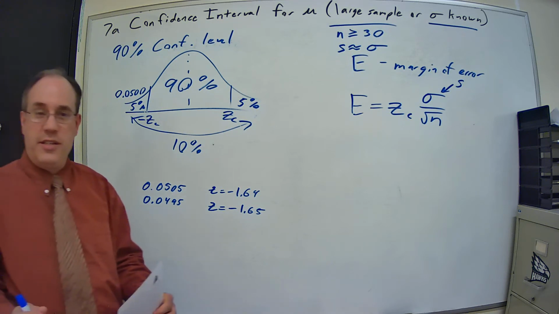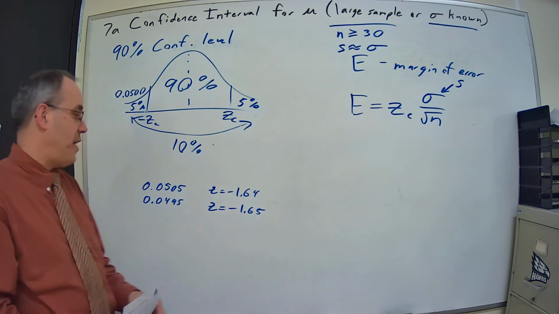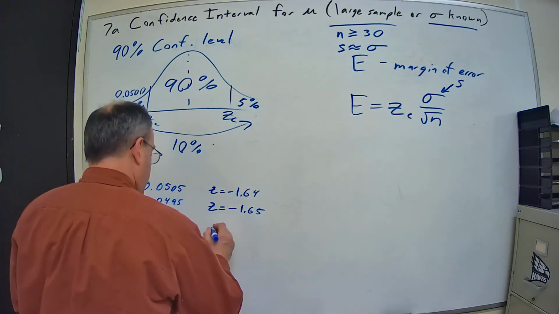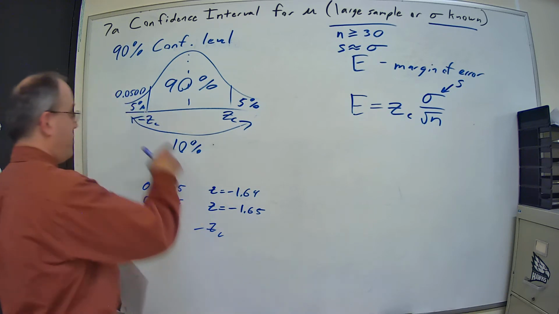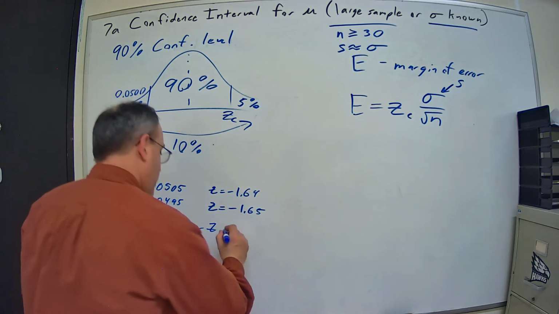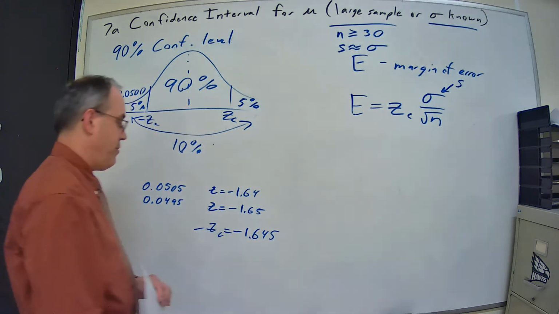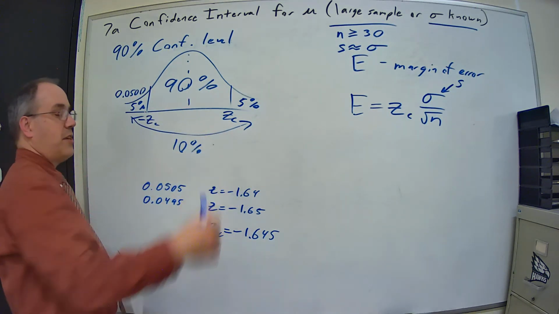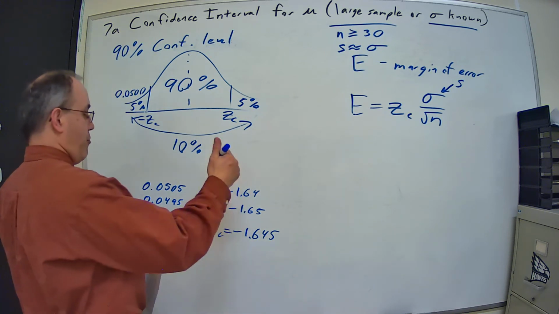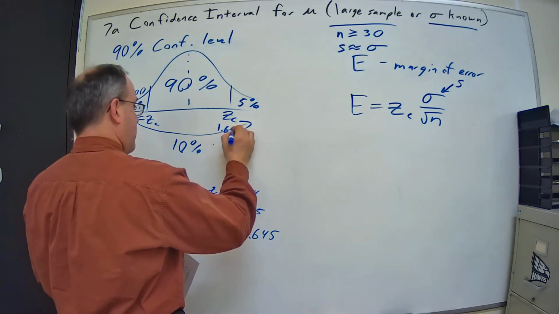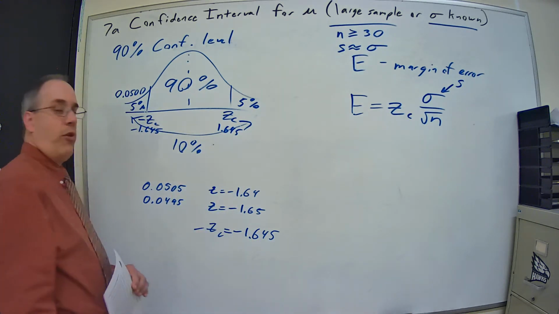When they're equidistant, you average these two values. So I get negative z sub c is equal to negative 1.645. And since z sub c is just the negation of that, that would be 1.645. So again, negative 1.645 and 1.645.